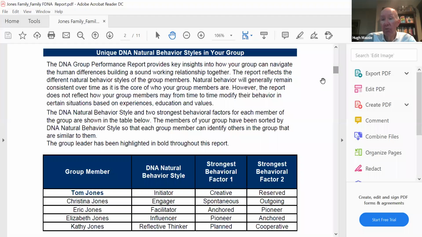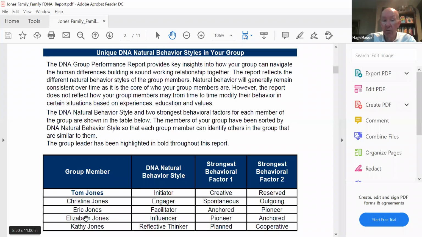So with the financial DNA group report, the first part here in this table is that we show each group member. They've all individually completed their financial DNA discoveries. The leader is Tom Jones. So his name is highlighted in blue there. He's the family leader. He's the patriarch of the family. His wife is actually Kathy Jones there. She's a reflective thinker. They're relatively opposite profiles, being an initiated and reflective thinker.